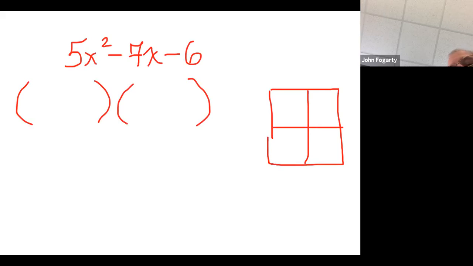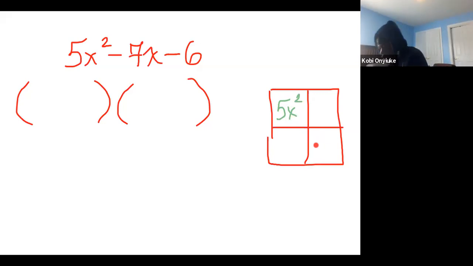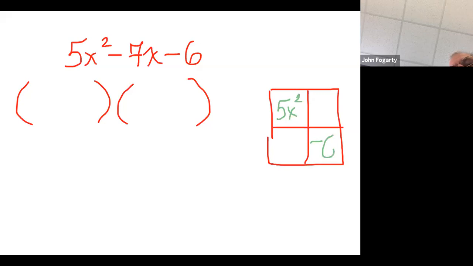All righty. What goes here? 5x squared, right? What goes right here? Negative 6. All right, good. So all you got to remember is that the quadratic term goes in the top left and the constant term goes in the bottom right. Now, multiply 5 and negative 6. Give me 5 times negative 6. Negative 30, right? Hello? Yes, sir.